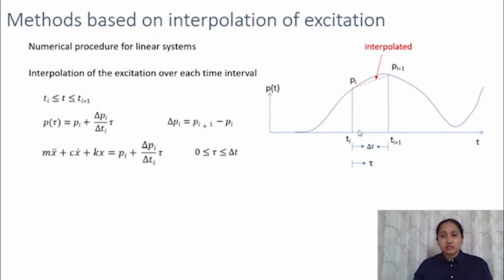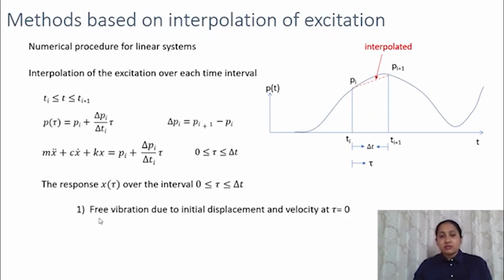The equation of motion during this interval can be written as m x double dot plus c x dot plus k x is equal to p tau, that is Pi plus delta Pi by delta Ti tau, and this expression is valid in this time interval. So solving this equation of motion, we can find the response of this single degree of freedom system during this interval, and that response will be the sum of three components.